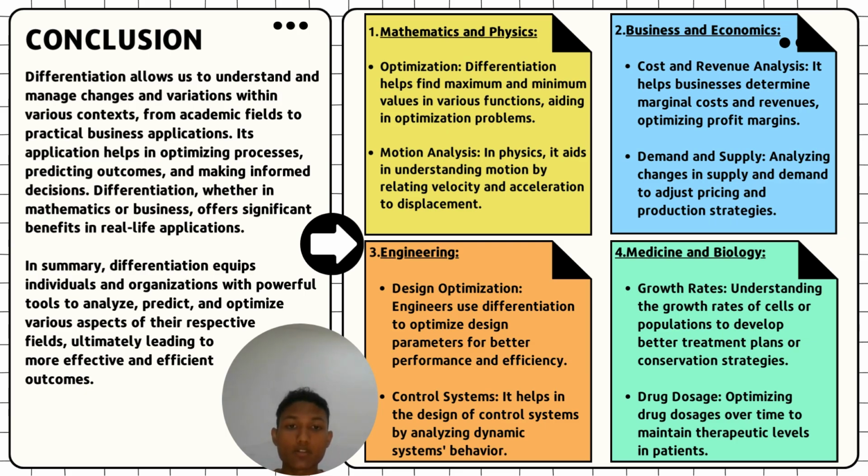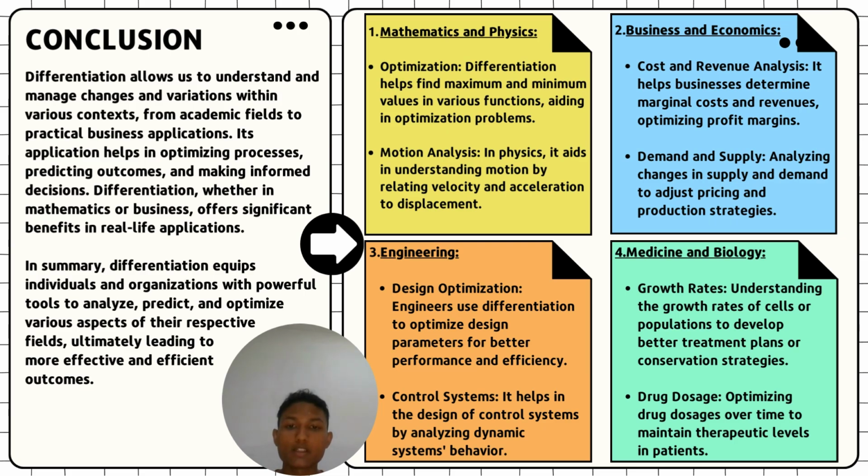So the next benefit of differentiation in real life is in business and economics, since we can do cost and revenue analysis by differentiation. Other than that, it helps businesses determine marginal costs and revenues, and optimize profit margins. So next is demand and supply, since differentiation can help us analyze the changes in supply and demand to adjust pricing and production strategies.